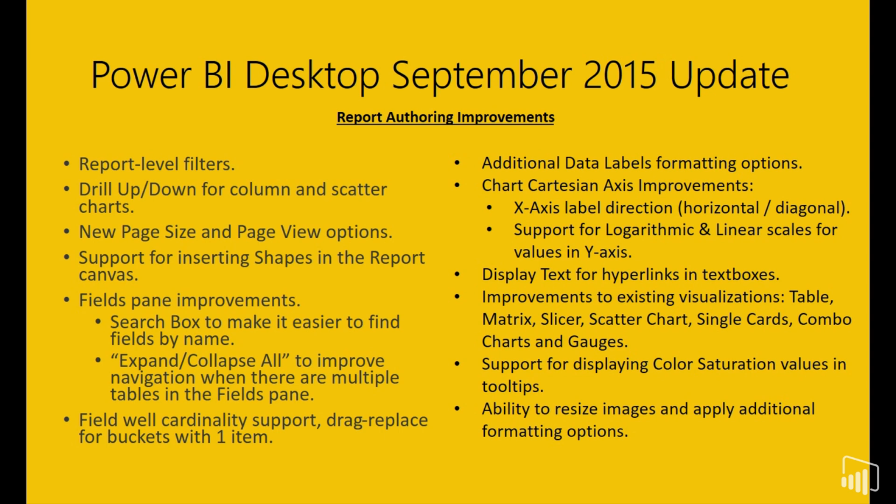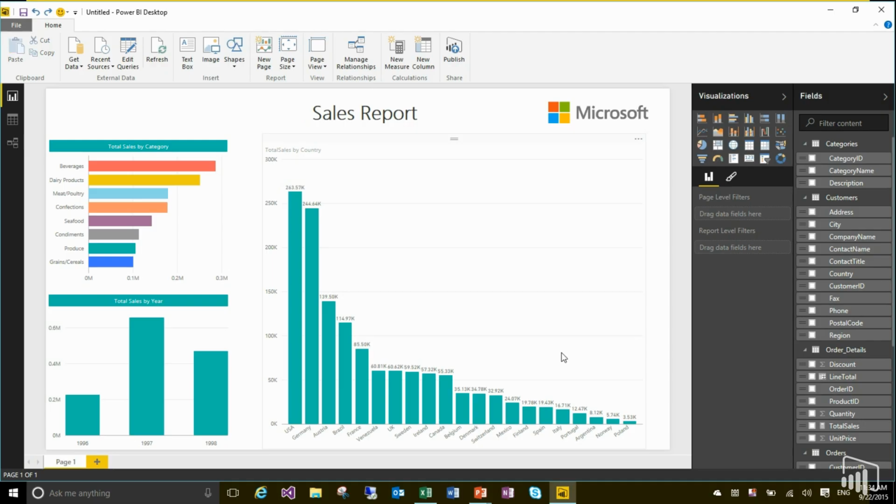The first improvement on the list is the ability to define report level filters. So before this update, users were able to define filters at the visualization and page levels, but it was not possible to define a filter that would apply across all of the visualizations in all of the pages on your report. So let's take a look at report level filters in Power BI Desktop.